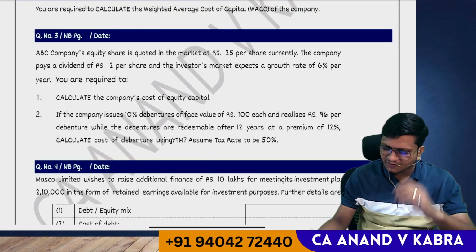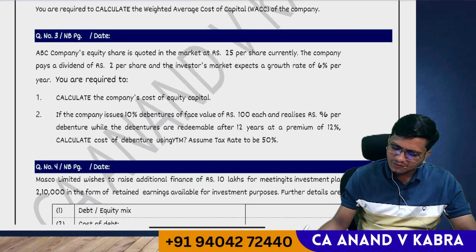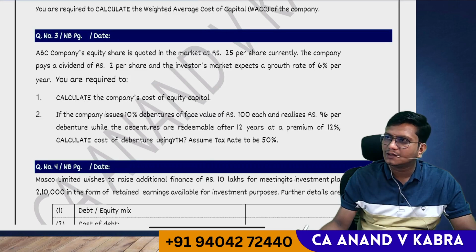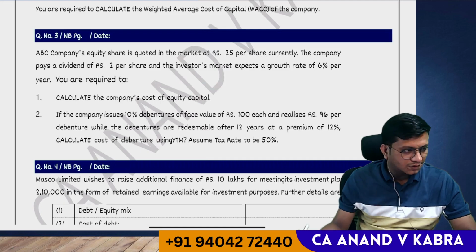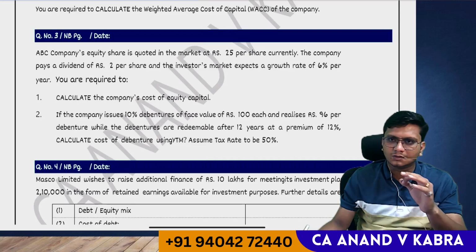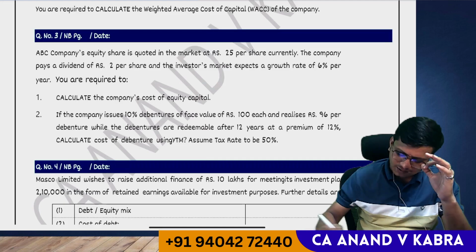ABC company's equity share is quoted in the market at 25 rupees per share currently. The company pays a dividend of rupees 2 per share, and the investor expects a market growth rate of 6%. You're supposed to calculate cost of equity. This is simple. You can go ahead with using Gordon's growth model. This will be the simple task.